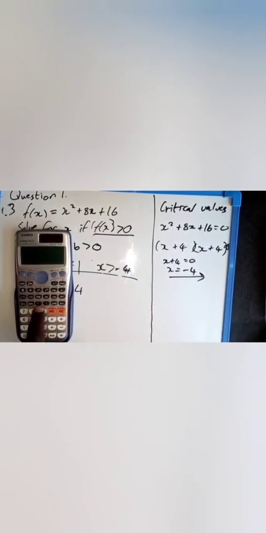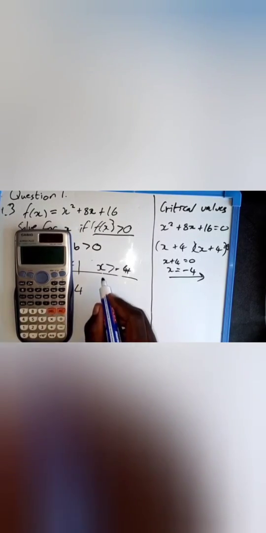So 5 squared plus 8 times 5 plus 16 gives me 81, which is a positive number. And then I substitute another value this side. I can choose negative 5. So negative 5 gives me 1, which is a positive number, which means the values on both sides are positive.